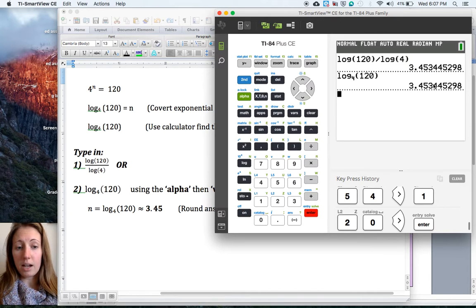Either way, I want to emphasize you get the same answer, whether you have both options on your calculator or not. If you have both options, see which one you prefer. See which one is easier for you to remember or to use or to find the button in the calculator.